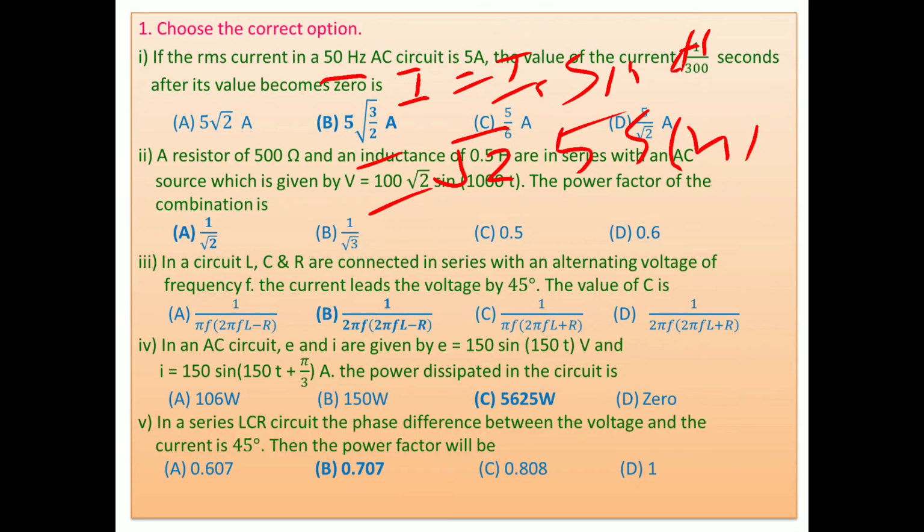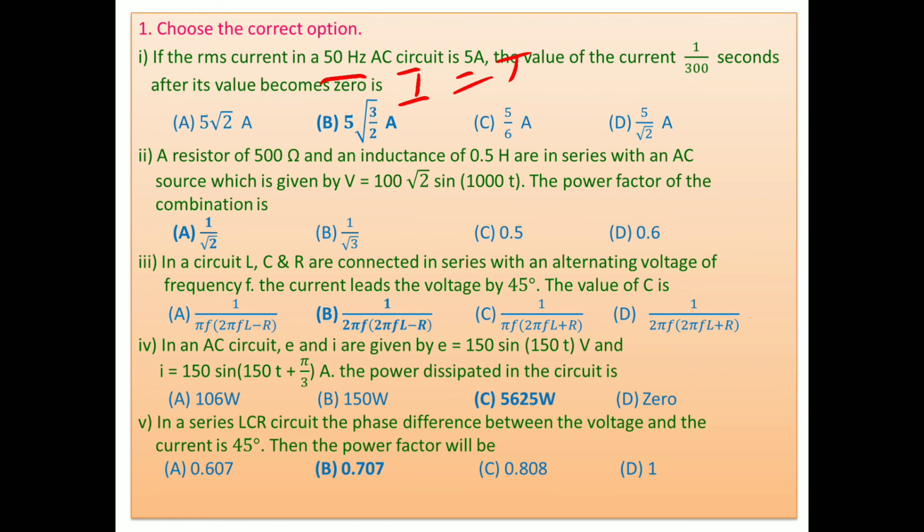Thereafter, we go through another numerical. The second one is related to power factor. The third one we directly consider. In a circuit, L, C and R are connected in series. All three, inductor, resistor and capacitor, are connected in series. Then an alternating voltage of frequency f is applied. The current leads the voltage by a phase angle of 45 degrees, the phase angle between current and voltage is given. The value of C is asked.